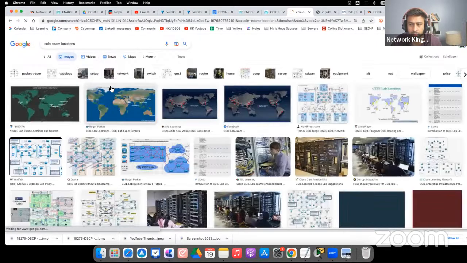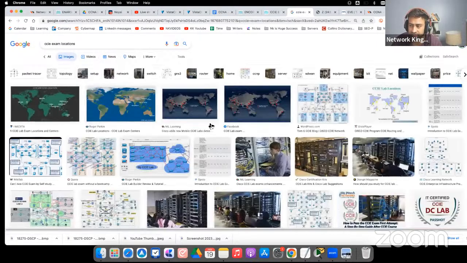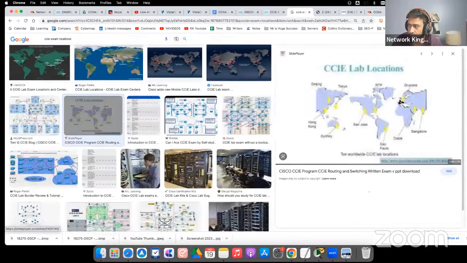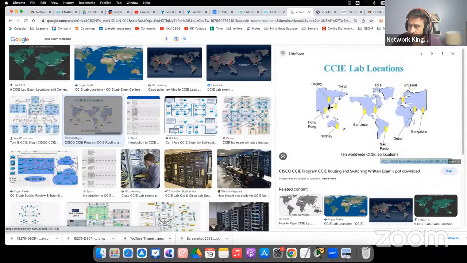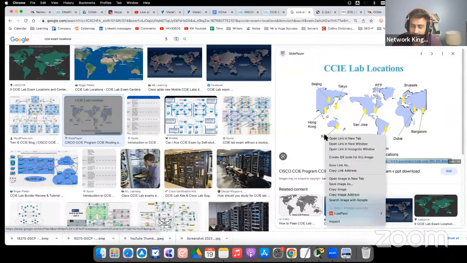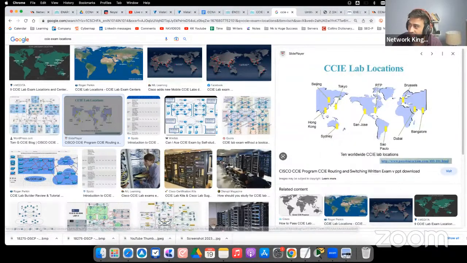और कोविड में मोस्टली बंद थी काफी सारी लोकेशंस. Okay, so these are the locations of CCIE. You can give the exam in Bangalore, Dubai, Brazil, Sao Paulo, San Jose. टोक्यो में भी जा सकते हो भाई जिसको पसंद है, बीजिंग, हांगकांग, सिडनी. ठीक है, एग्जाम देने के लिए बहुत है, इस बहाने घूमने को भी हो जाएगा.